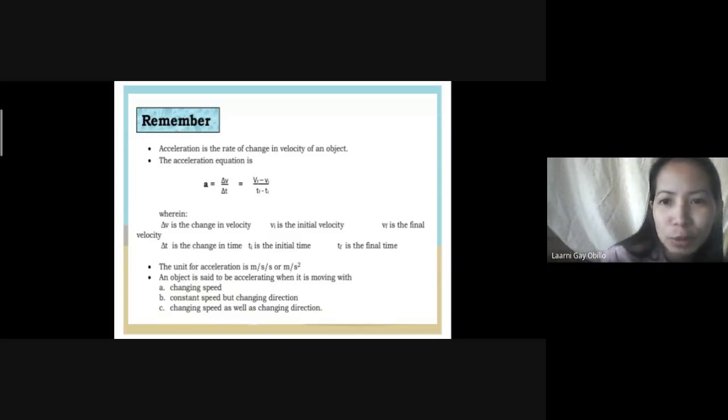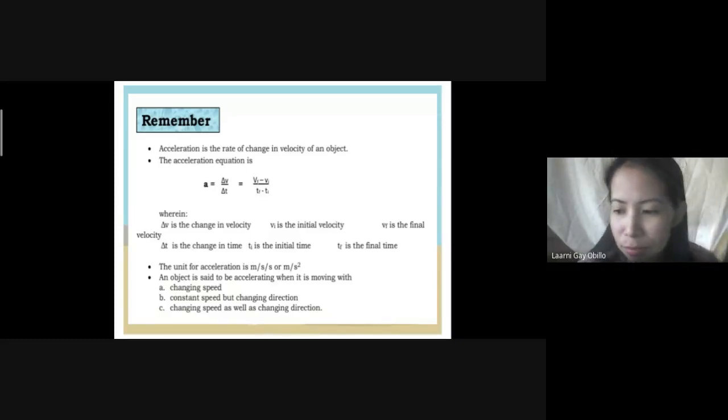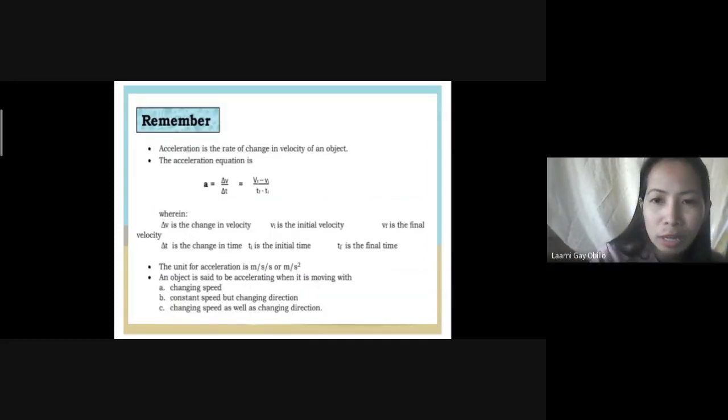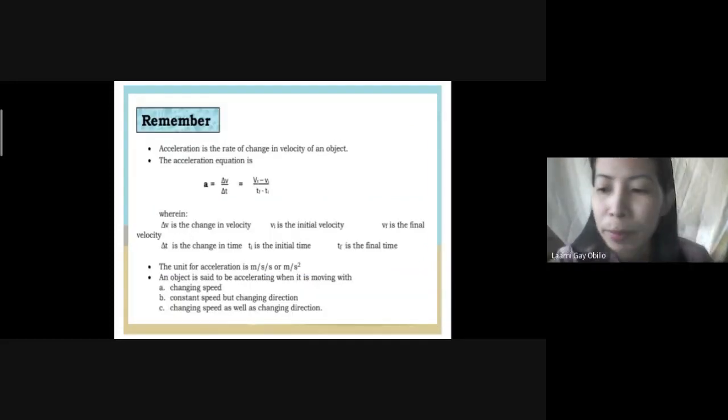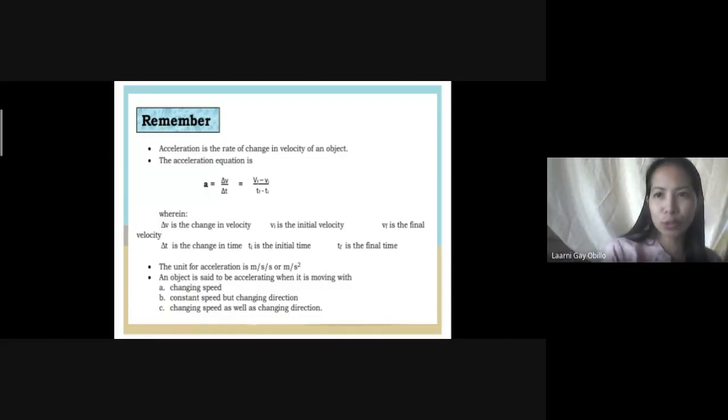Let's proceed with the things to remember. Tandaan niyo yung mga sagot doon. I hope you check and write your answer para pag pinasend ko sa inyo sa messenger, meron na kayong masasend na sagot after nung ating discussion.